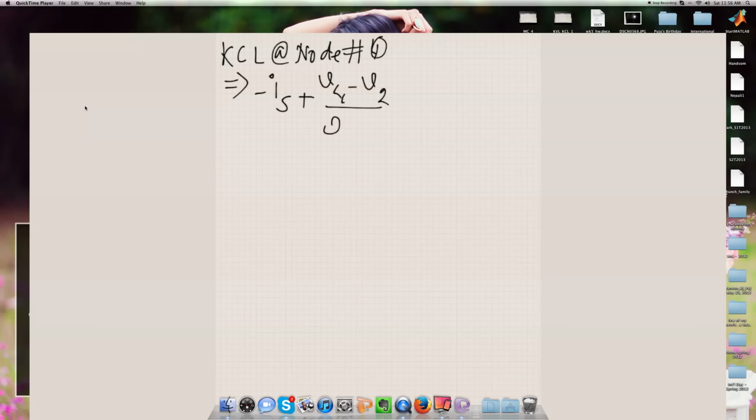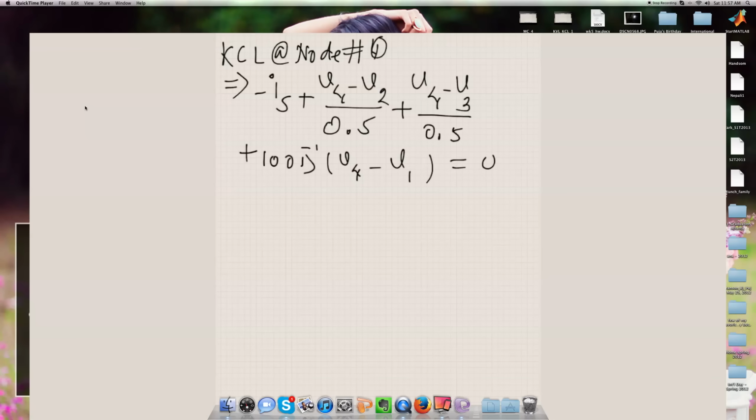Down below we have 0.5 as the resistance on the path. In like manner, V sub 4 minus V sub 3 underneath. Resistance on the path is 0.5 again. What else? We have another path going to node number 1 via the inductance. So that will give you plus 100 d minus 1 times V4 minus V sub 1, so equals 0. All right.